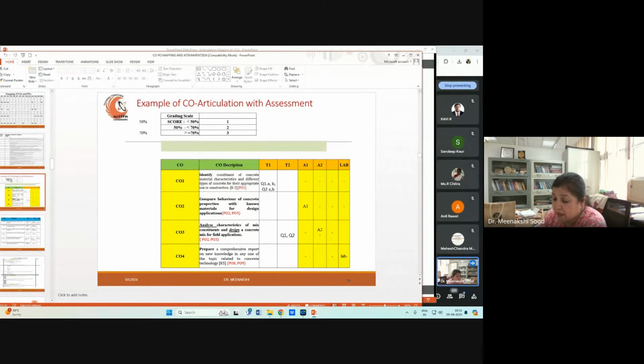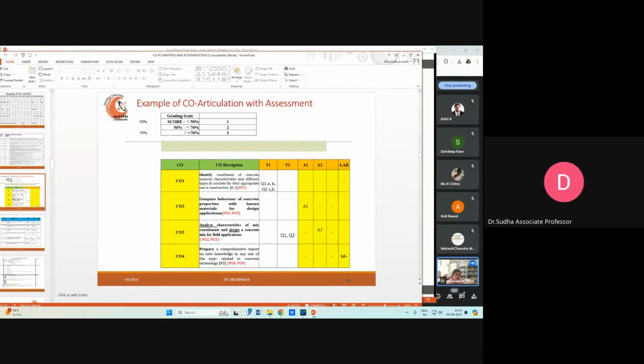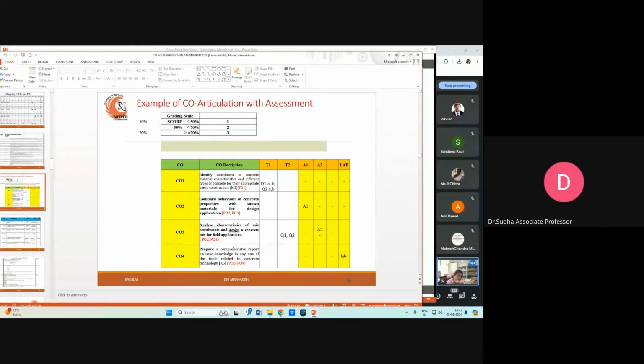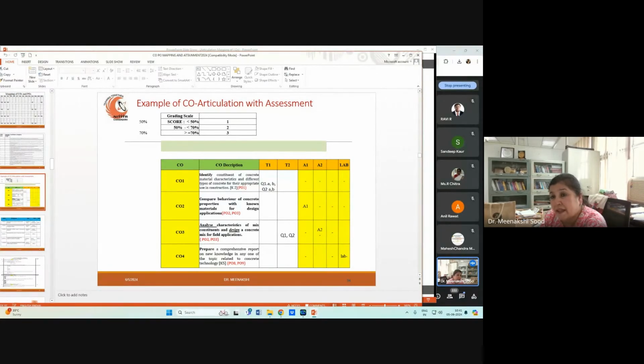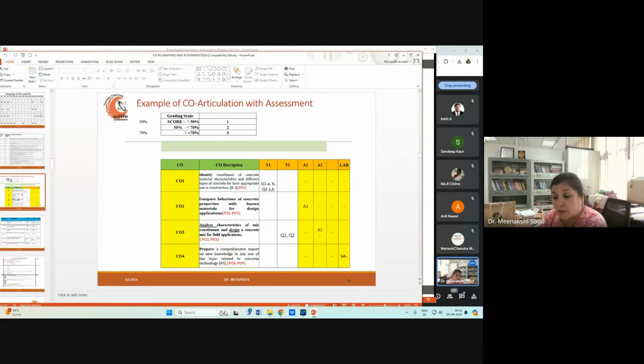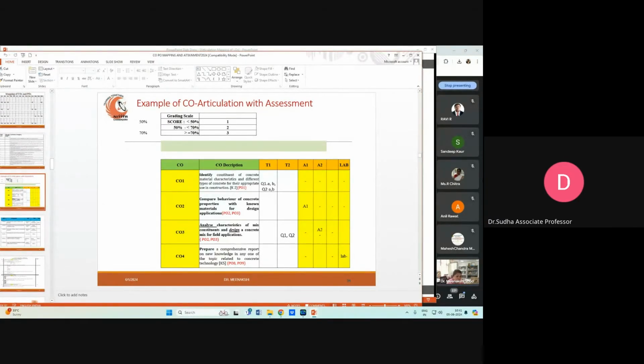I'm wondering whether this is the right way, that when you give any assignment, you directly map it with the POs. Yes, ma'am, it should be mapped with the CO, and then that CO is mapped with the particular PO, so indirectly your assignment is related to that PO. You cannot say it is directly mapped to that PO. It's not direct attainment, ma'am. Yes, I agree.